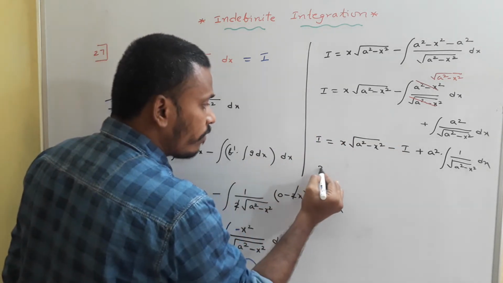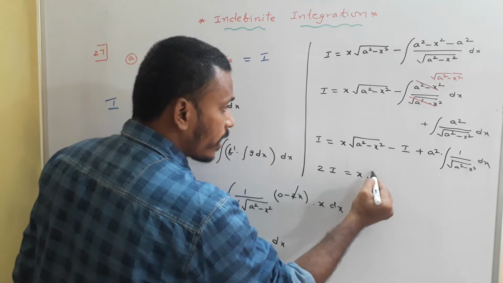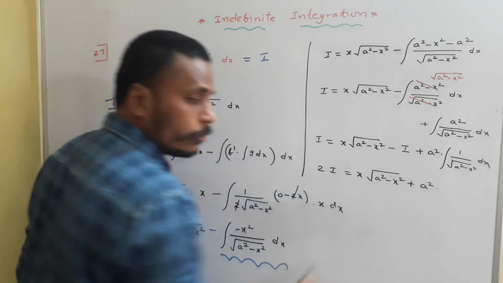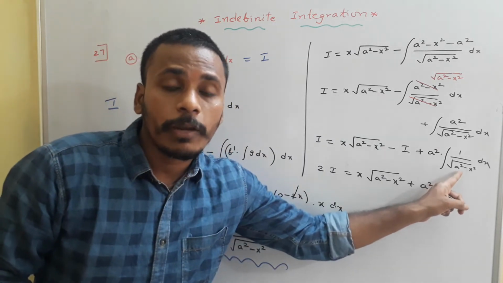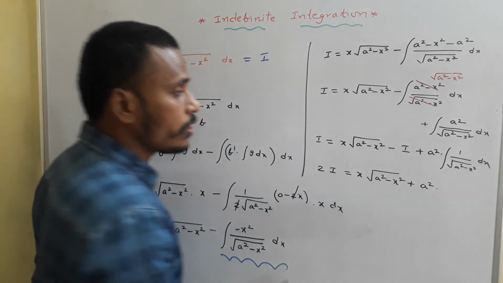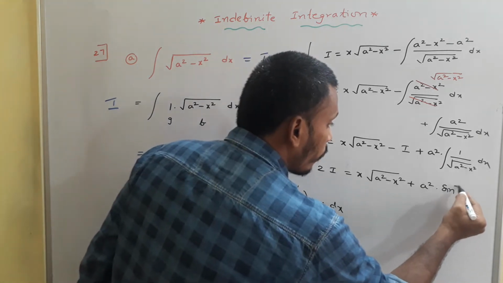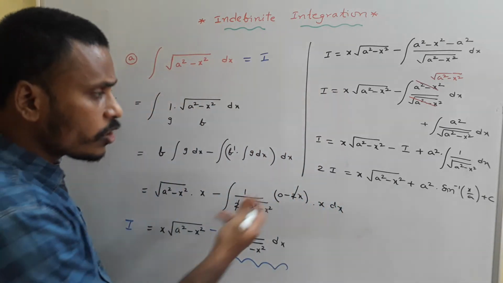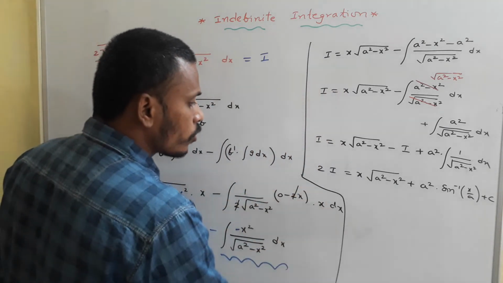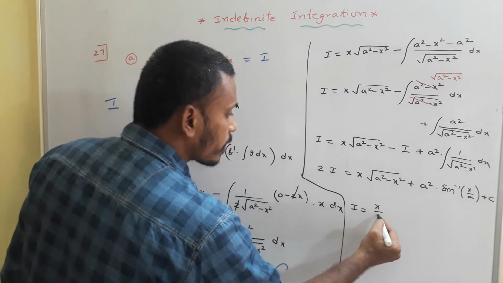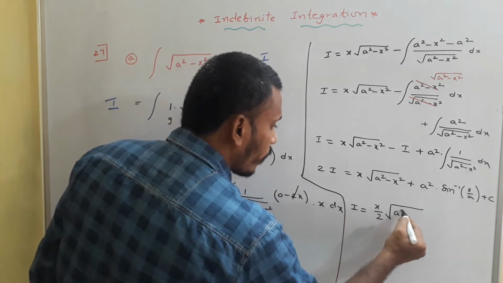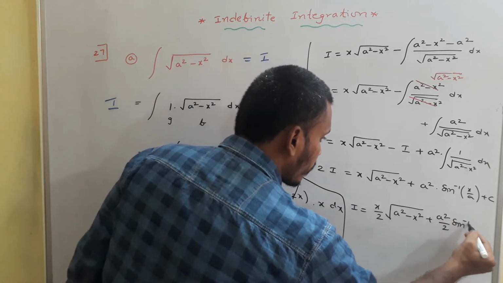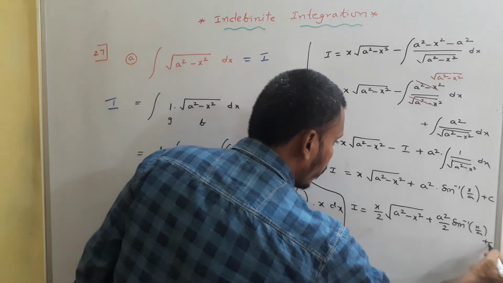I and this I will become 2I is equal to x root of a square minus x square plus a square into integral of this 1 by root a square minus x square dx, a standard formula which is nothing but sine inverse of x by a plus some integration constant. This is 2I. What we need? We need I, right? So at the end I is equal to x by 2 into root of a square minus x square plus a square by 2 into sine inverse of x by a plus c.